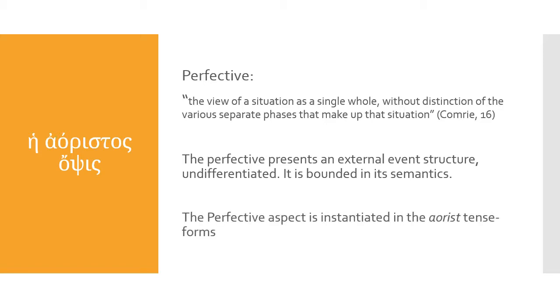The perfective aspect is instantiated in the aorist tense forms. That is, the forms that we call aorist forms in Greek are perfective, and probably future tense forms as well. I'll talk about that a little bit later when we talk about the future.